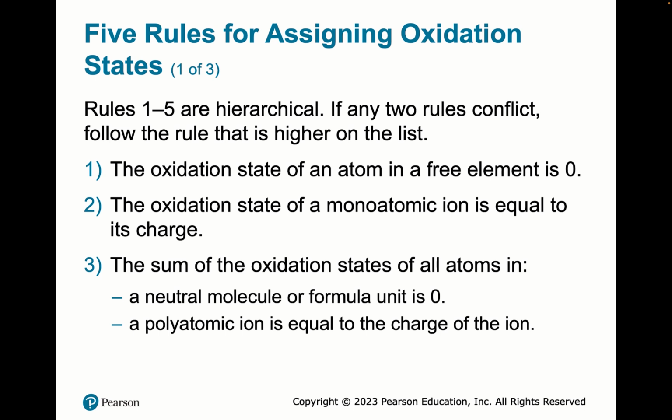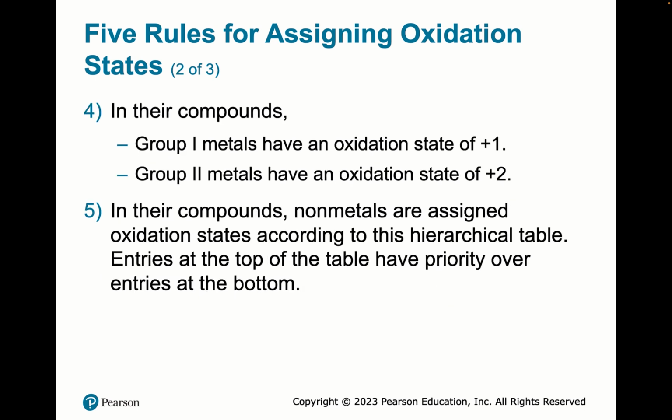It doesn't matter if it's iron metal, that's a free element. If it's oxygen, O2 gas, it's 0. If it's ozone, O3, it's 0. Any free element that just has one type of atom, that oxidation state is 0. The oxidation state of a monatomic ion is equal to its charge. So a monatomic ion, a one-atom ion, equals its charge. Then rule number 3, the sum of oxidation states of all atoms in a neutral molecule or formula unit is 0. If you sum them all up, and I'll show you some examples, this is equal to 0. For a polyatomic ion, a many-atom ion, it is equal to the complete charge of the ion.